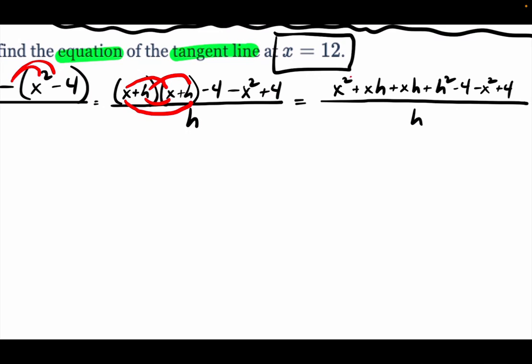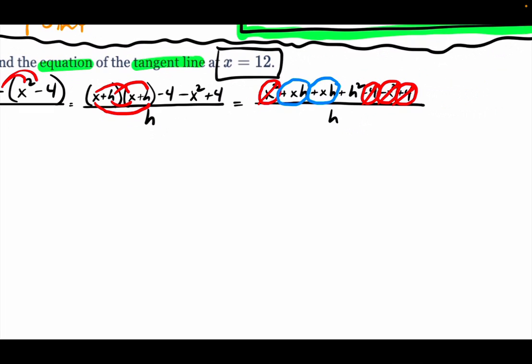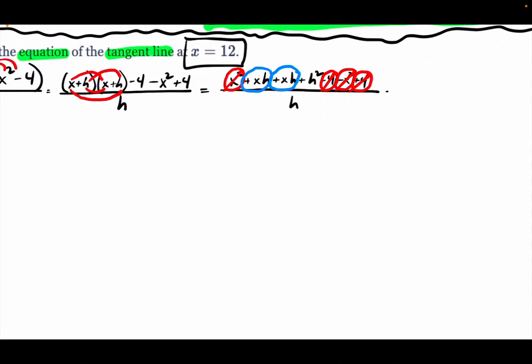Squared and the 4s? Mm-hmm. X squared goes away, x squared goes away. Negative 4, positive 4. And then I can combine like terms, right? Combine these two guys. If I have one of them here and one of them here, if I put them together, I got two of them. Two xh plus h squared over h.